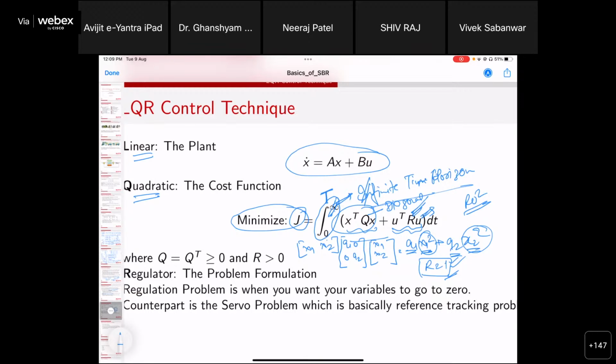Now, regulator problem means the desired variable should go to 0. Taking it to 0 is our desired goal. So that is called the regulator problem. There is a counterpart known as the servo problem, where we basically have reference tracking. We will not go into that. So the LQR control technique basically means solving a regulator problem using a linear plant and a quadratic cost function.